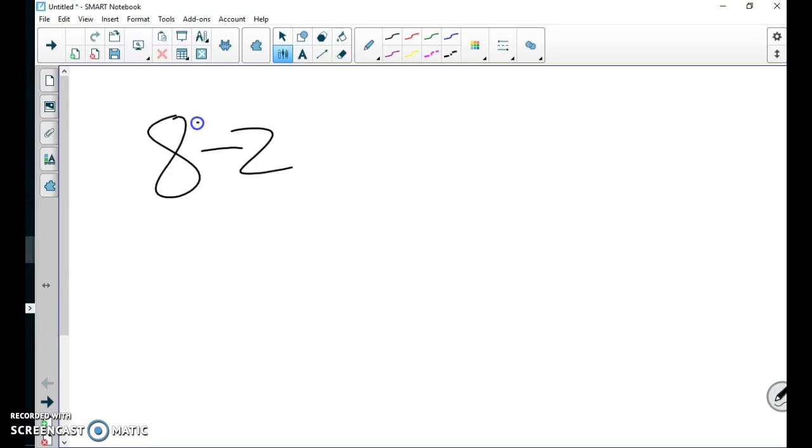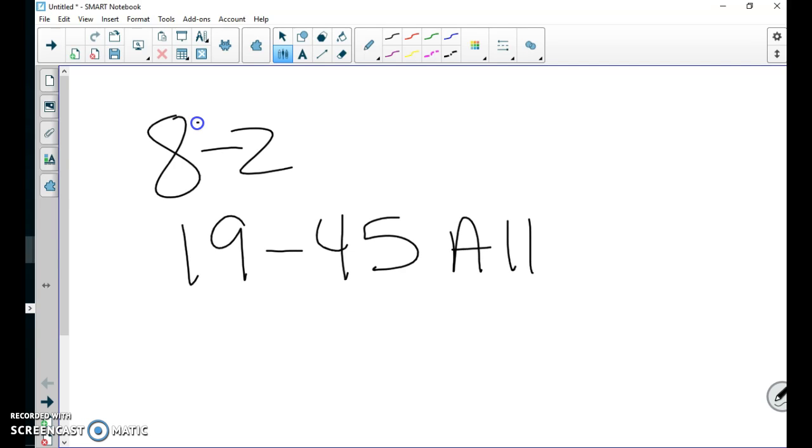Lesson 8.2, we are doing these problems, as soon as I find them. There they are. That's 19 through 45. That is all problems because these are fairly simple, involving some pretty simple math. So lesson 8.2, 19 through 45, and those are due by the end of the week, before spring break. Have fun!